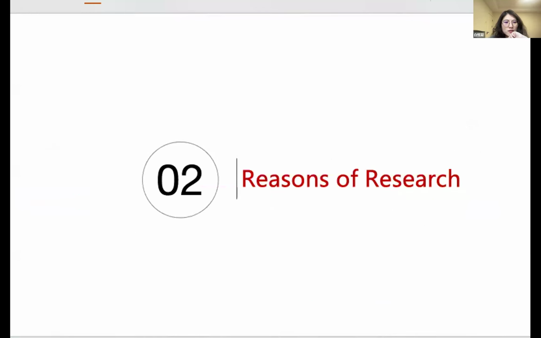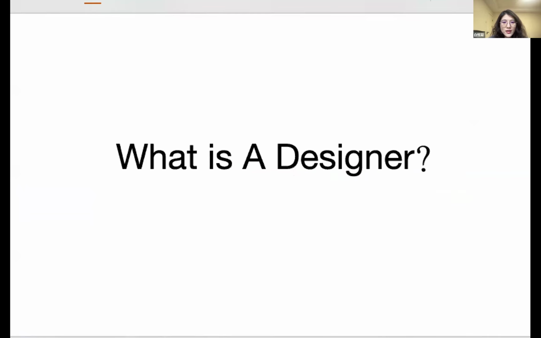And so lots of students ask me why research is so important, why we all need to go through all the research, and why we need to do research in every project. So what is the reason for research? And I want you guys to think about one question: what is a designer about? So what do you think a designer is? Can you guys type to me? I don't know if I can see it or not.